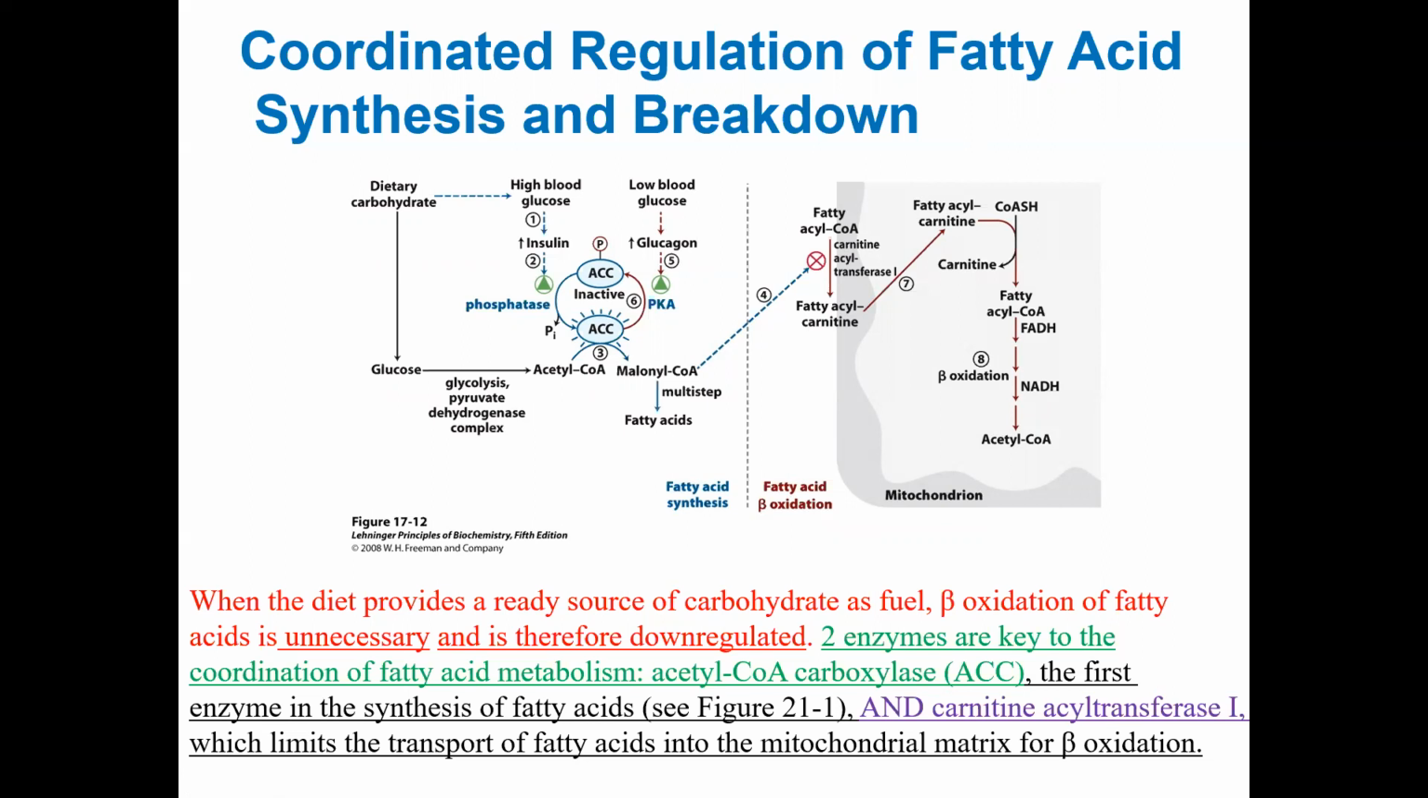So a high amount of carbohydrate in the blood will trigger the release of insulin from pancreatic beta cells, right? So insulin, the arrow is going up. You see what they're showing? Up, right? So once insulin levels are up, insulin-dependent enzyme protein phosphatase 1, okay?